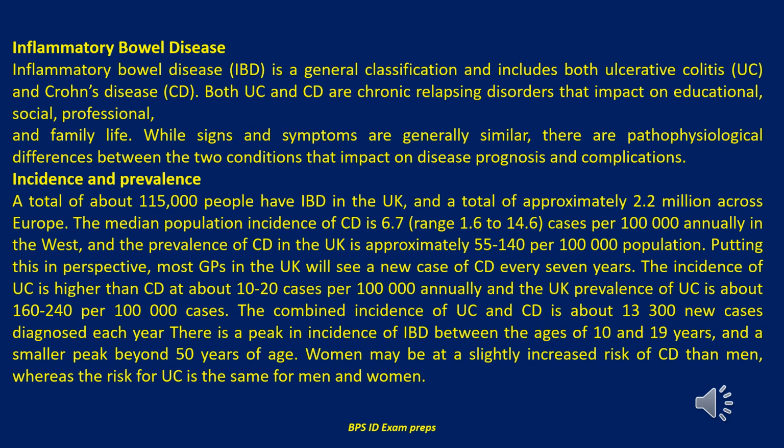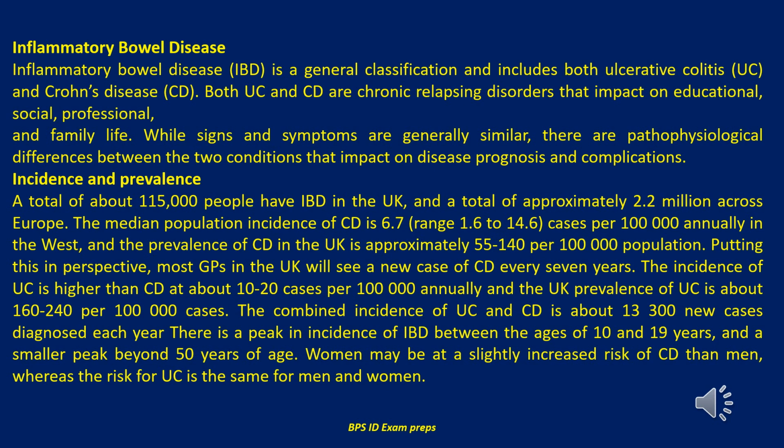Incidence and prevalence: a total of about 115,000 people have inflammatory bowel disease in the UK, and a total of approximately 2.2 million across Europe. The median population incidence of Crohn's disease is 6.7, range 1.6 to 14.6 cases per 100,000 annually in the West, and the prevalence of Crohn's disease in the UK is approximately 55 to 140 per 100,000 population. Putting this in perspective, most GPs in the UK will see a new case of Crohn's disease every 7 years.